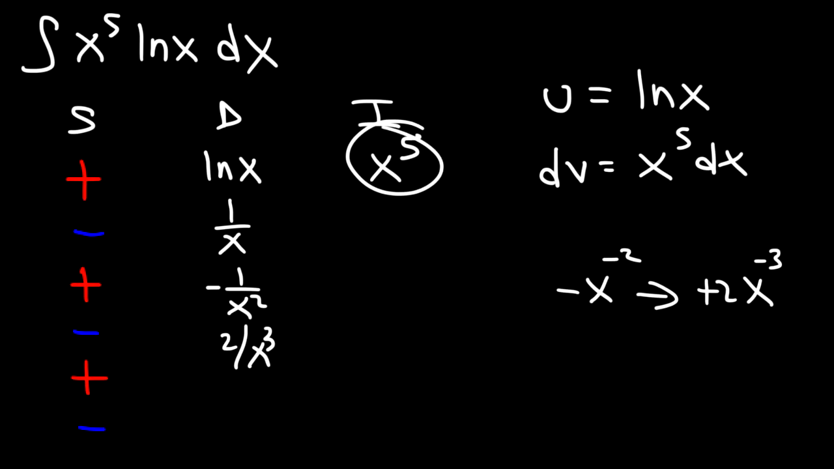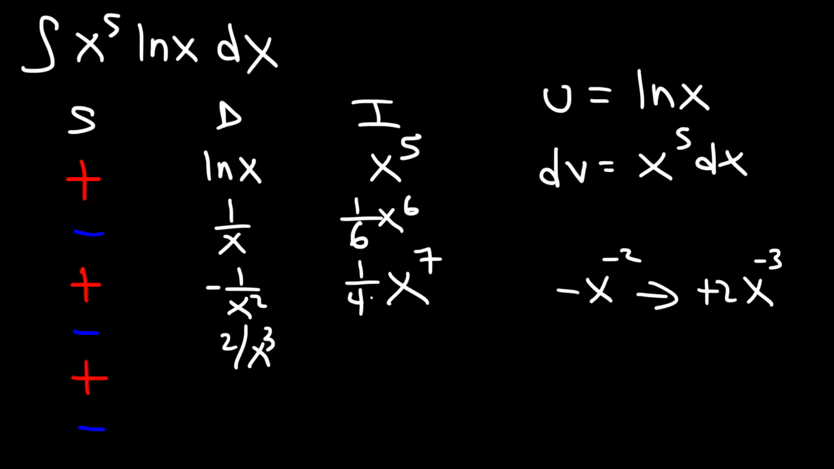And for this column, the antiderivative of x to the fifth is x to the 6 divided by 6, or 1/6 times x to the 6. And the antiderivative of this is going to be x to the 7, and 6 times 7 is 42. So that's going to be 1 over 42. And notice that the exponents are increasing, so there's no way we can get a 0. And whenever you see a situation like this, it's best not to use the tabular method. So I just want to make sure that you're aware of that.